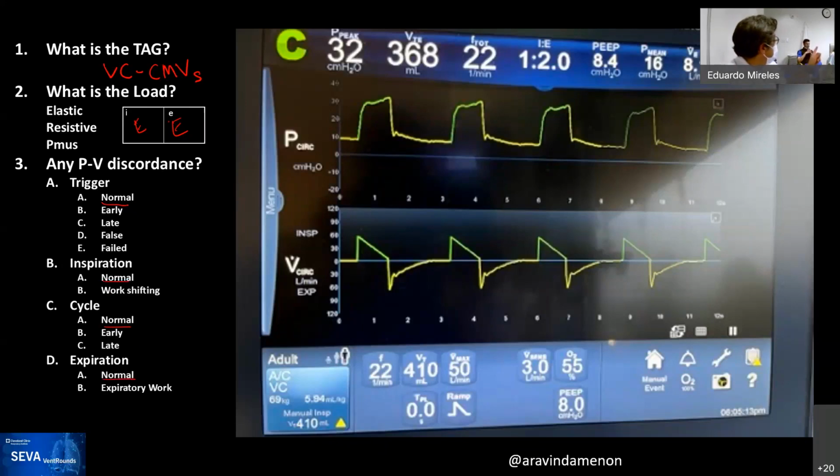Any comments, disagreements with the fellow? No. So let's take a look at it. Indeed, I agree with you. It's volume control because the flow is controlled, and that's a common misconception. You can see here that it says adult and AC/VC. That's the nomenclature that this ventilator uses. They say AC/VC, but in reality, what it means is that it's controlling the flow to deliver a given tidal volume that was set here.